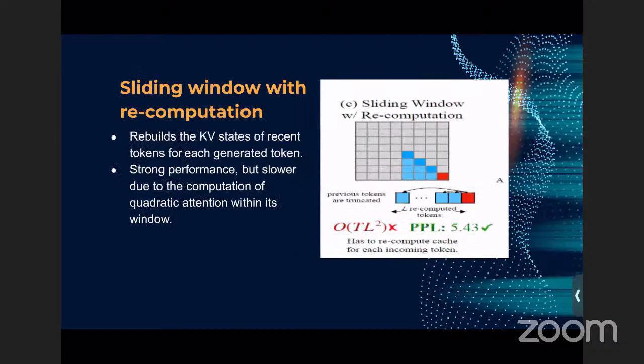So a solution for this is recomputation at every window level, where as the window slides and adds a new token, the value is recomputed. But this is very computationally expensive, obviously, because computation of quadratic attention within the window is very expensive computationally. It makes the computation slow.